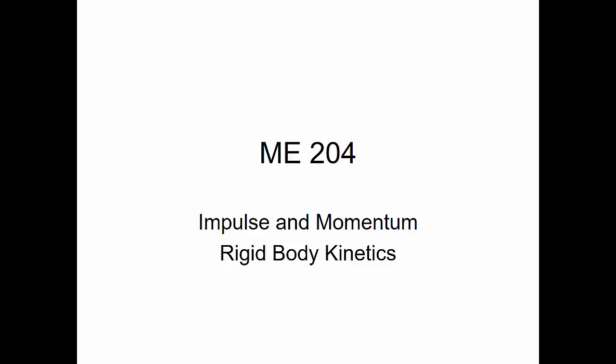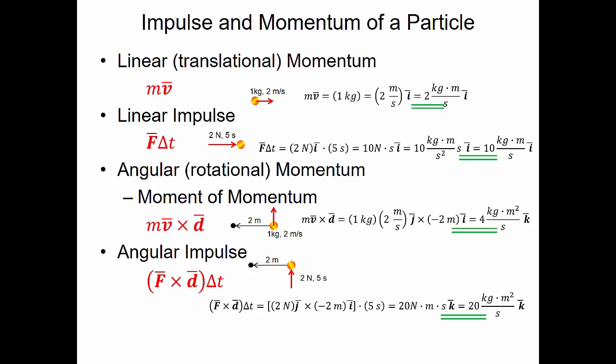ME204, Impulse and Momentum, Rigid Body Kinetics. We've already determined what impulse and momentum of a particle is like. We have linear or translational momentum, which is a mass times a velocity vector. We have a linear impulse, which would be a force vector times a change in time.